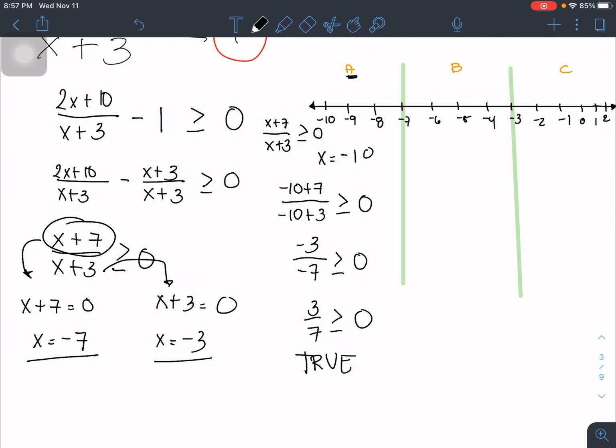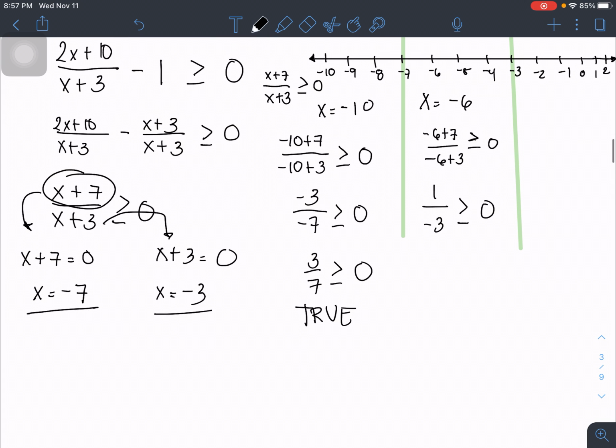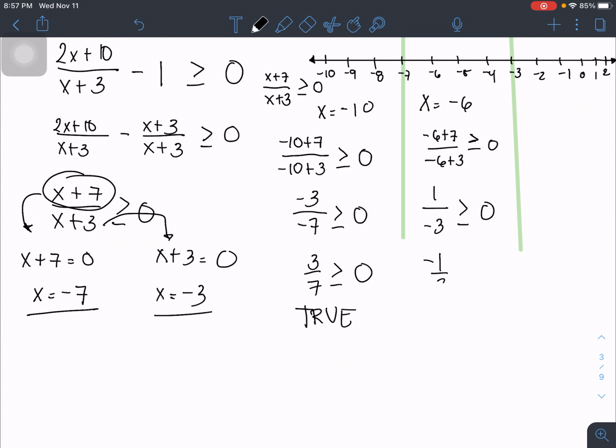So let's just get a number lying on region B. So I think I will be using negative 6. Okay? So this will be negative 6 plus 7 over negative 6 plus 3 greater than or equal to 0. So negative 6 plus 7 is 1. Negative 6 plus 3 is negative 3. So this will be negative 1/3 greater than or equal to 0.